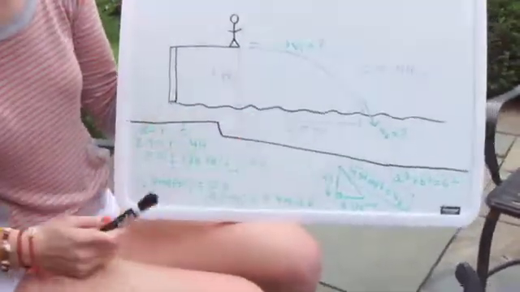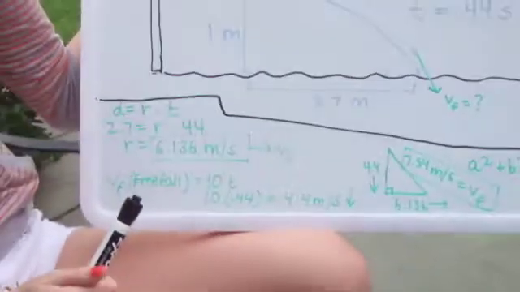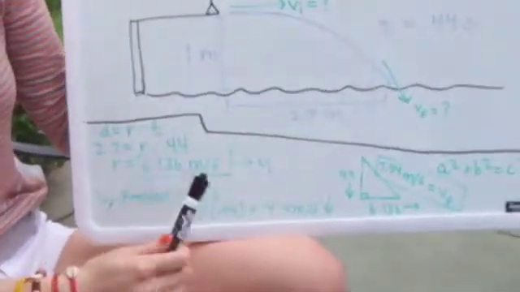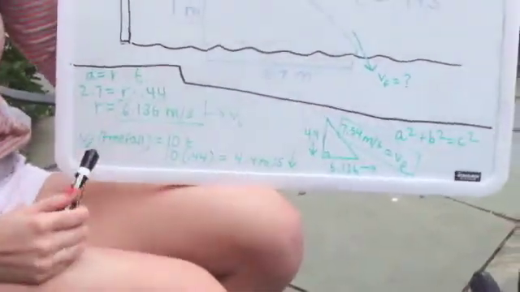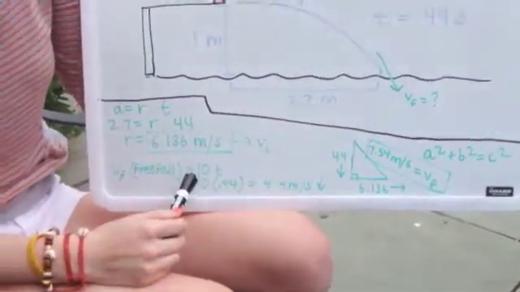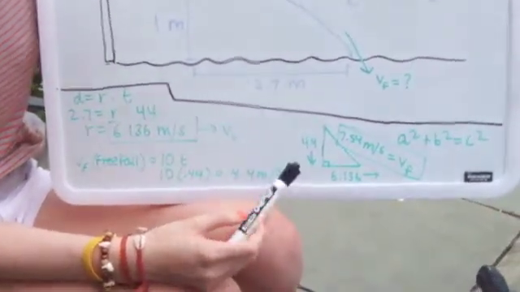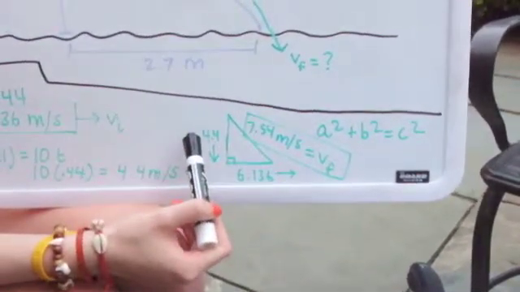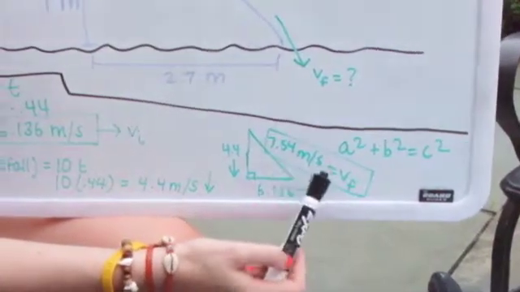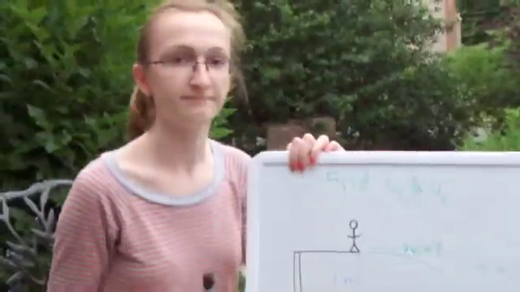So to find the initial velocity, we use the equation distance is equal to rate times time, or 2.7 is equal to 0.44 r. And we found that the rate is equal to 6.136 meters per second, and that's the horizontal velocity and the initial velocity. Then to find the downward velocity, we have the equation 10t, or 10 times 0.44. So the downward velocity is 4.4 meters per second. And then you can put it into this little triangle to try to find the diagonal velocity. And using the Pythagorean theorem here, you find that the final velocity of Lindsay's jump is 7.54 meters per second, and that's here. Yay.